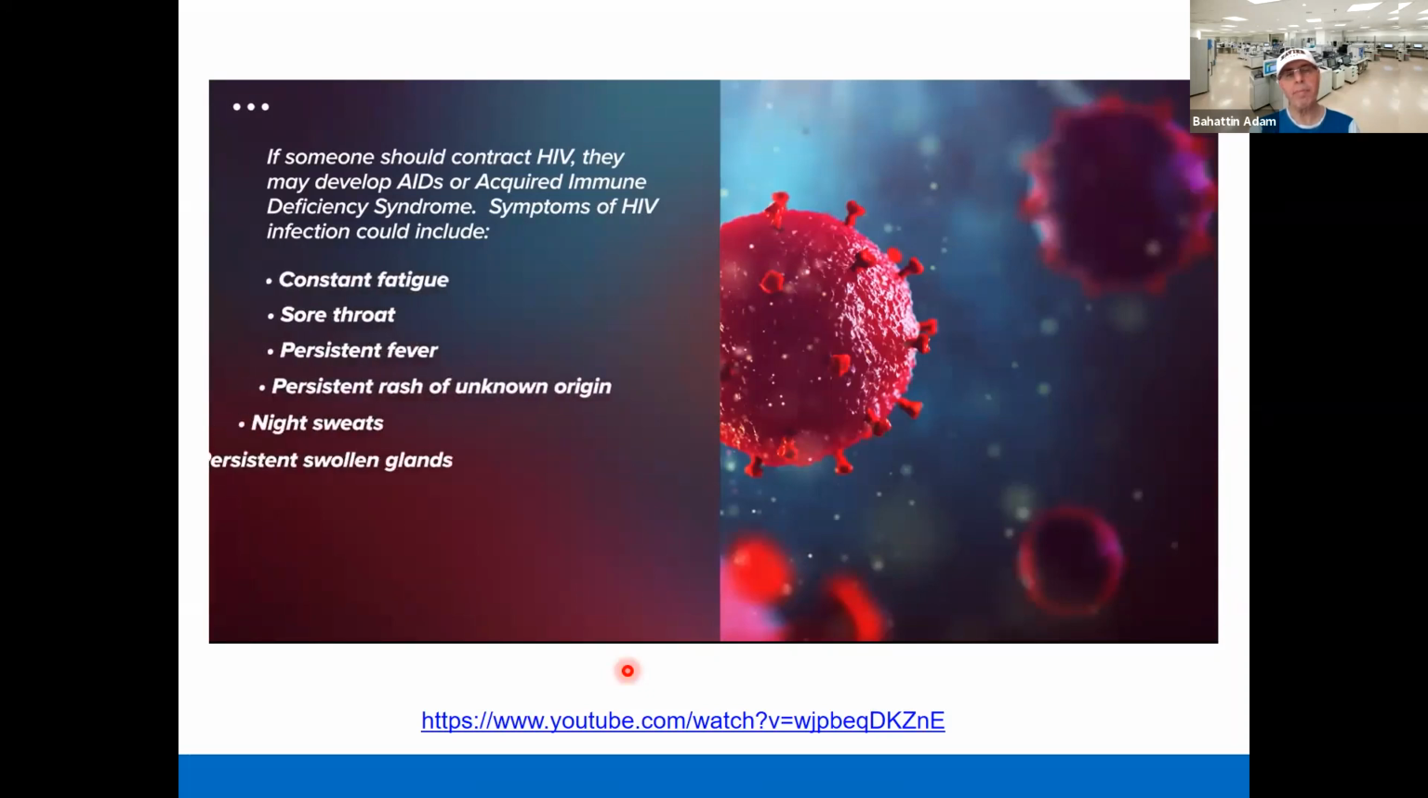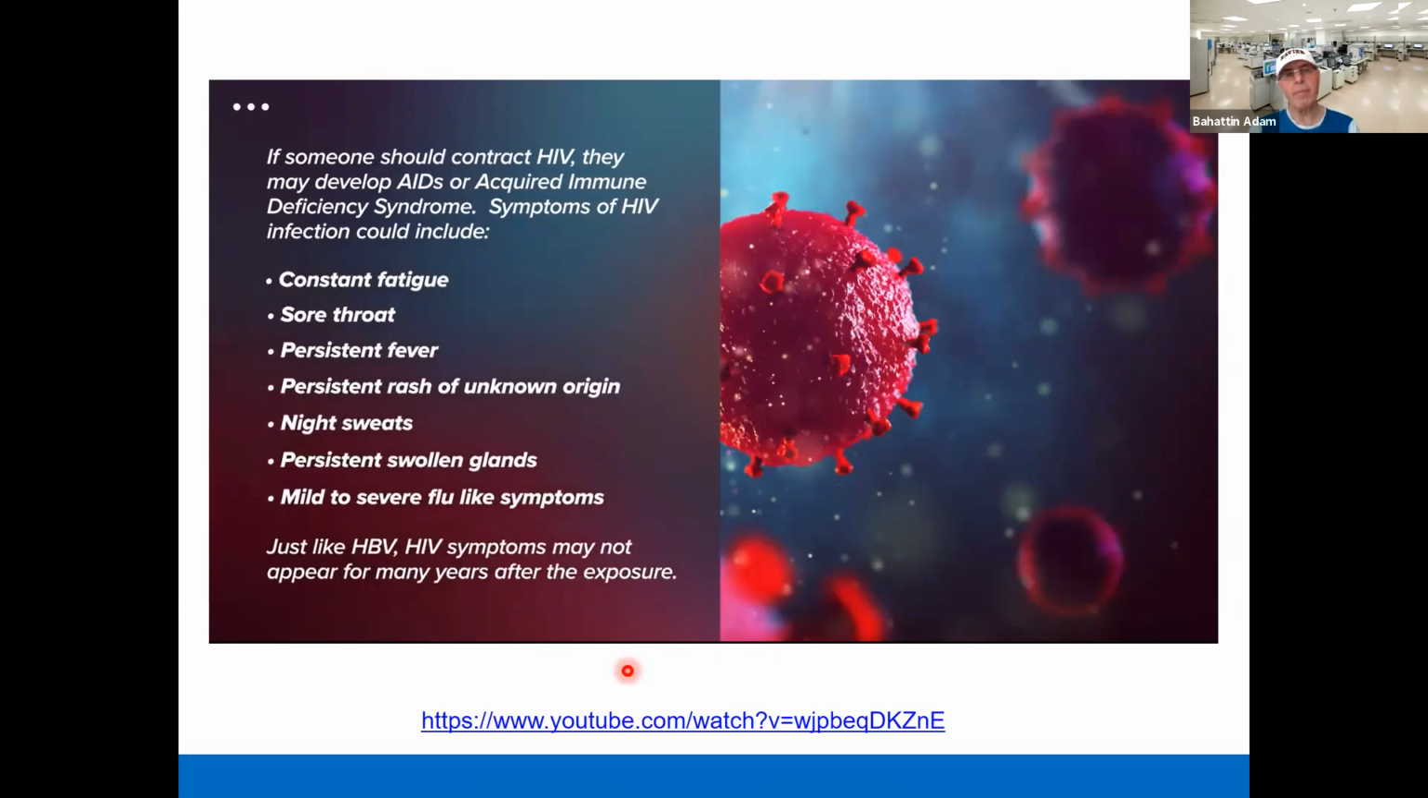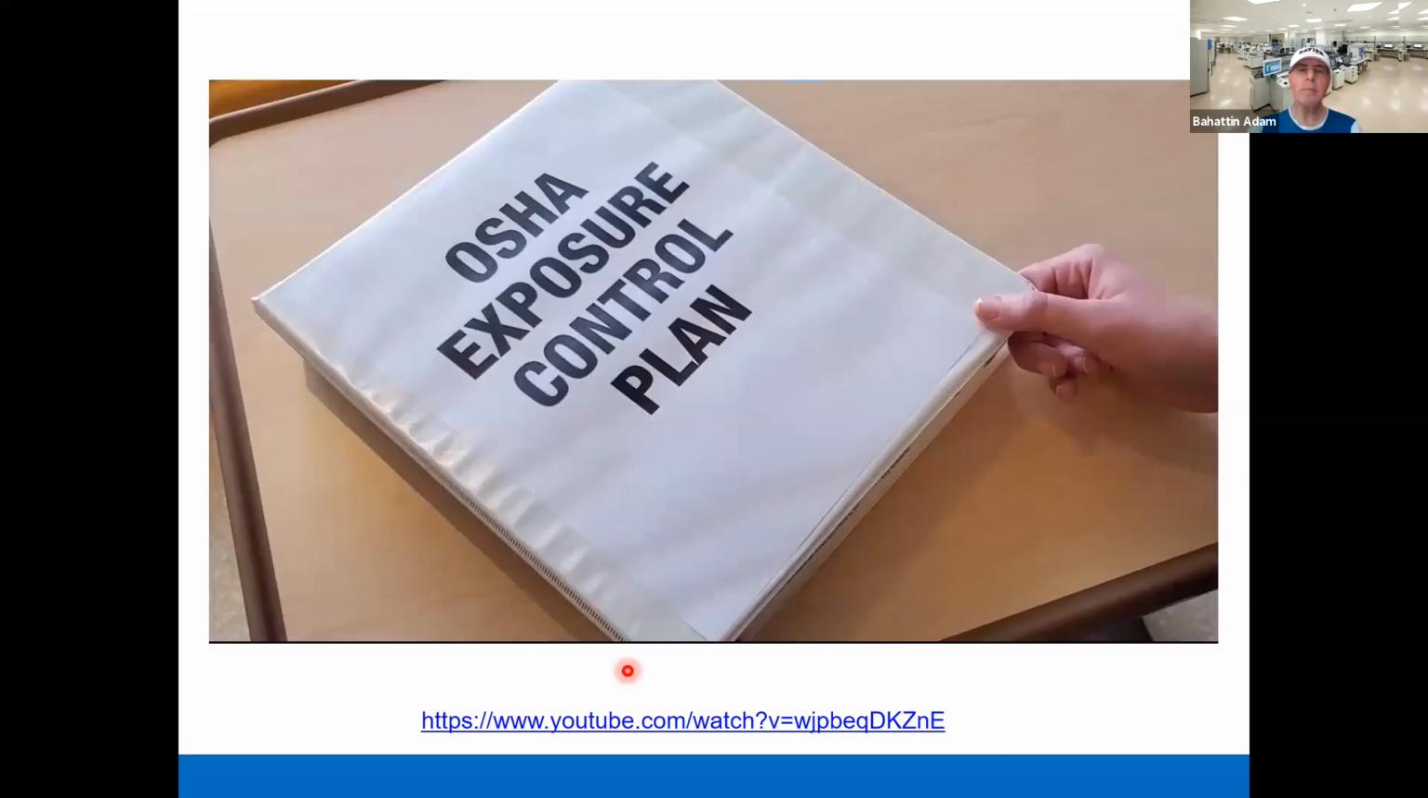Symptoms of HIV infection could include constant fatigue, sore throat, persistent fever, persistent rash of unknown origin, night sweats, persistent swollen glands, mild to severe flu-like symptoms. Just like HBV, HIV symptoms may not appear for many years after the exposure. If you think you may be at risk for HIV, contact your healthcare provider immediately.